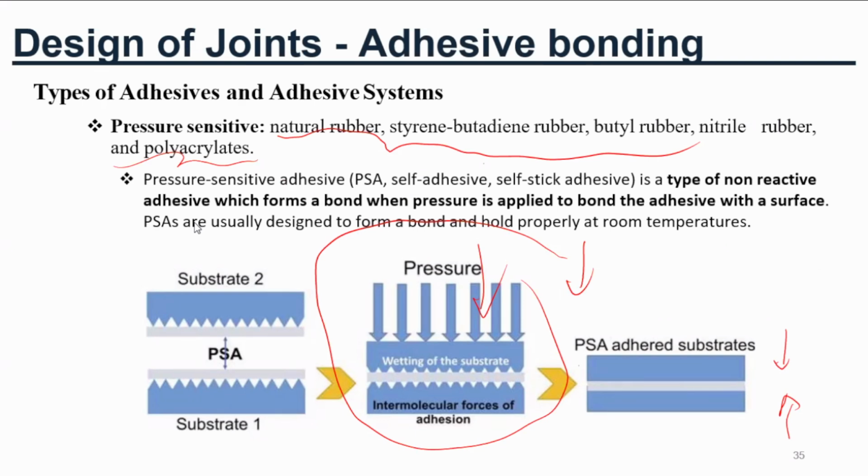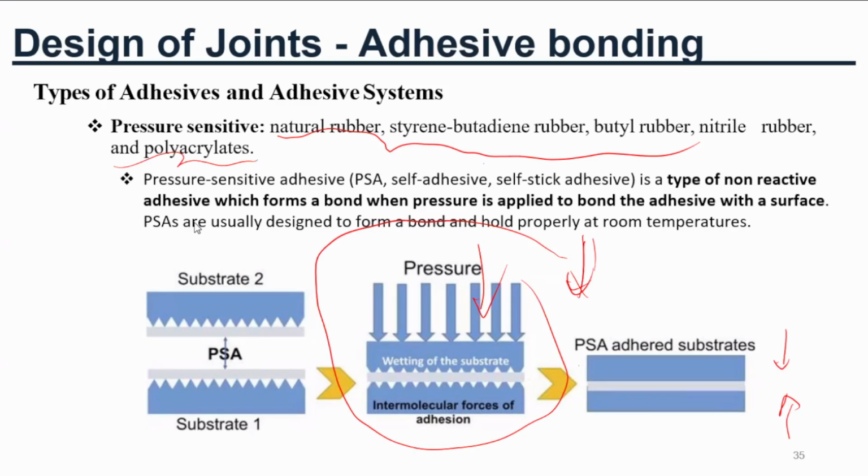Okay. Actually, this method is good for temporary and permanent bonding. Okay. This may depend on your application. Then performance can be reduced at very high or low temperatures. So as an example, you can take your masking tapes, double side tape, then some name plates, some stickers.